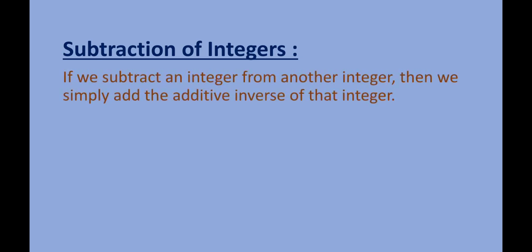If we subtract an integer from another integer, then we simply add the additive inverse of that integer. You have to convert that minus sign to a plus sign and add the additive inverse of that number. Look here at some examples.